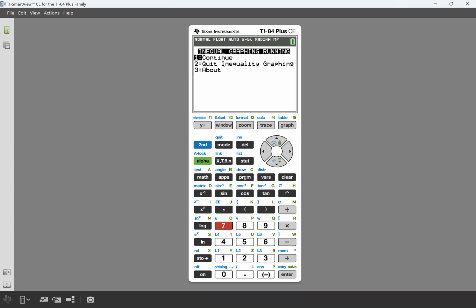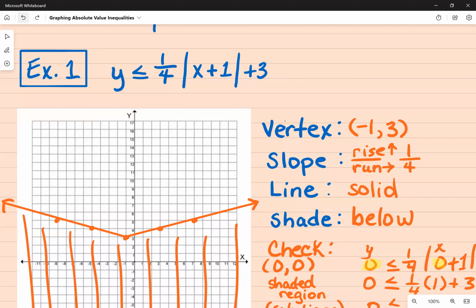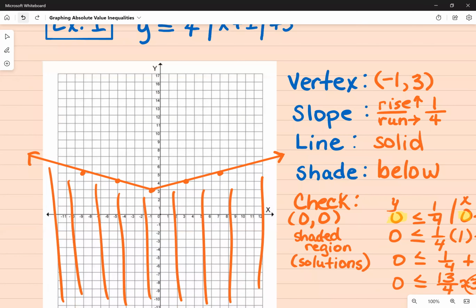Right now it's giving me the option to continue or quit, so I want to continue. But you won't normally have that option. It'll say press any key, so that's what you would do. I've already changed it, and I'll show you in the next example how to type this information in. This is the graph that we're currently looking at, example 1. Once I press it, this is what it looks like, which is what I just graphed.